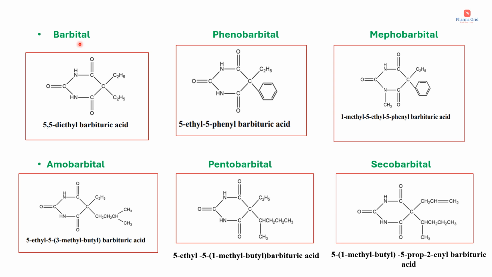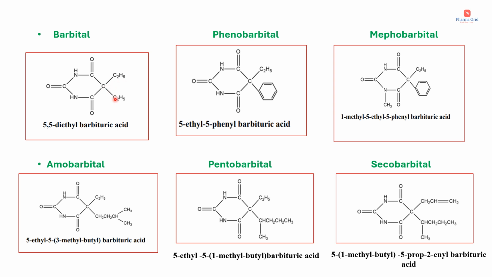The first one is barbital. Here the general structure is the same. Always memorize the basic structure so that it will be easy for you to identify the specific drug. In the first and third positions there are nitrogen atoms, and in the second, fourth and sixth positions ketone groups. In barbital, the fifth carbon is substituted with two ethyl groups, that is C2H5 groups. This barbital is also known as 5,5-diethyl barbituric acid. Now consider the total number of carbon atoms in the fifth position. The total number of carbon atoms is 4.